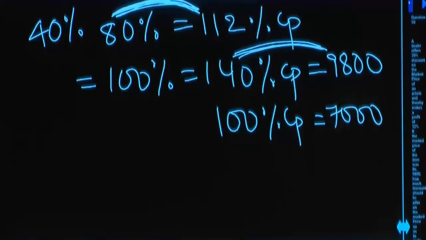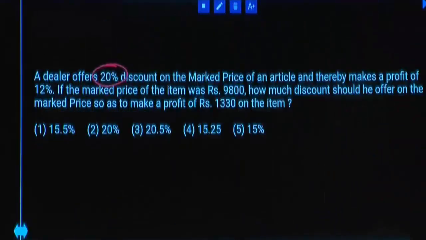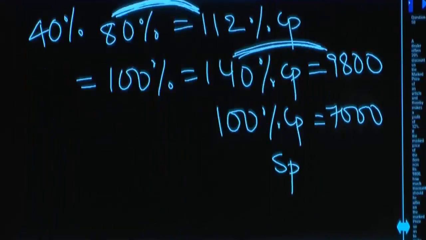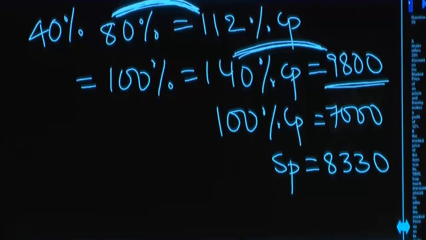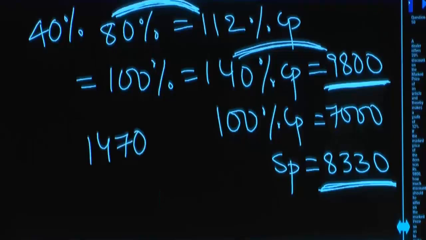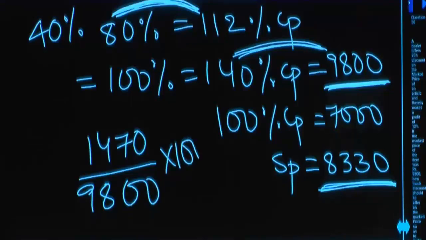Yes or no? If he is expecting 1,330 profit, then selling price must be equal to 8,330. Yes or no? What is market price? And now if he wants to have 8,330 rupees, how much discount can be given? 1470. You can give 1470 discount from 9,800. Percentage, so into 100.